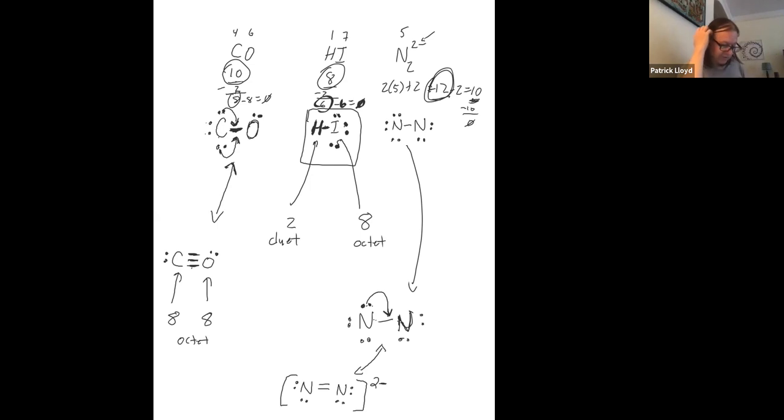Okay, so this is a double bond, right? This one has a double bond. This one over here had a triple bond, right? Carbon monoxide actually has a triple bond. Okay, let me show you one more.